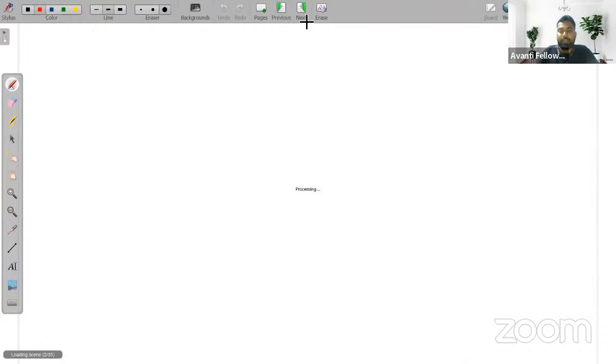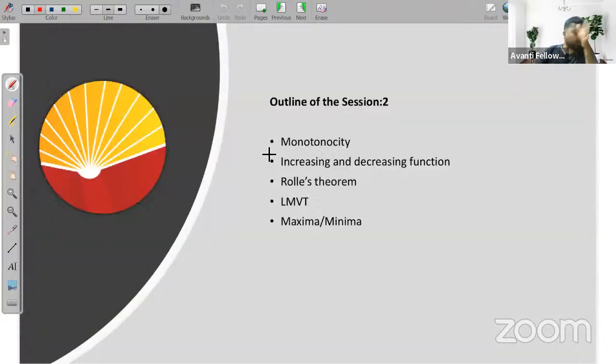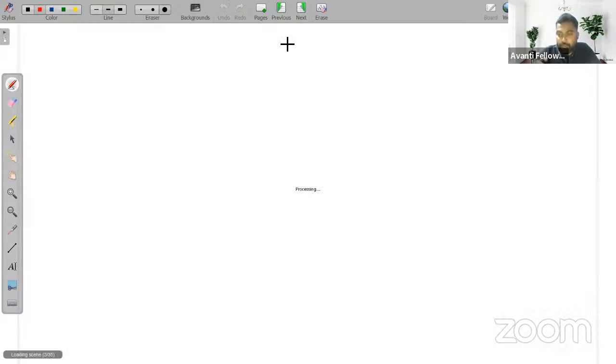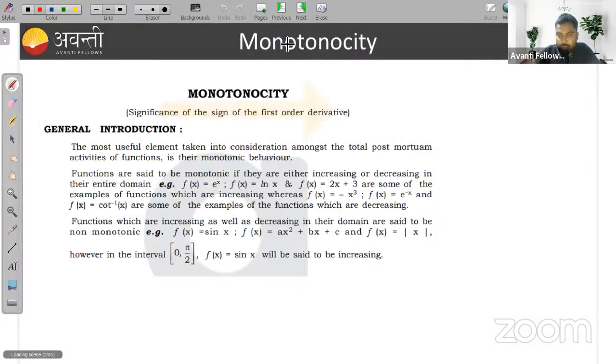In this session, first we will see monotonicity, then increasing and decreasing functions, then we'll discuss Rolle's theorem, then Lagrange's mean value theorem, and finally we'll see maxima and minima: local maxima, local minima, and global maxima, global minima. So let's start. First of all, we should understand what monotonicity is.